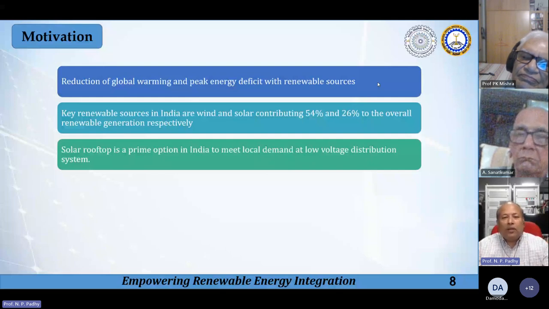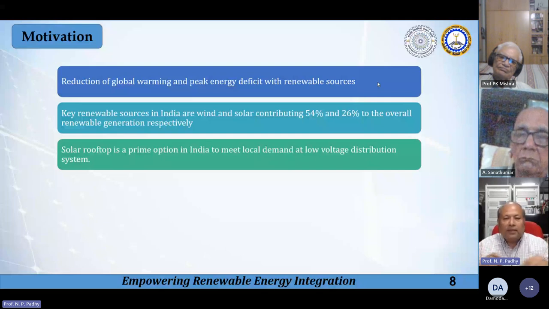So then we thought, why not consider the IIT Roorkee campus as one of the options. And fortunately, I've been given the assignment to have a strategic plan for renewable integration. So today we have 2.73 megawatt of rooftop solar installation in the campus, where the off-peak load requirement of the campus is close to 2.5 megawatt.